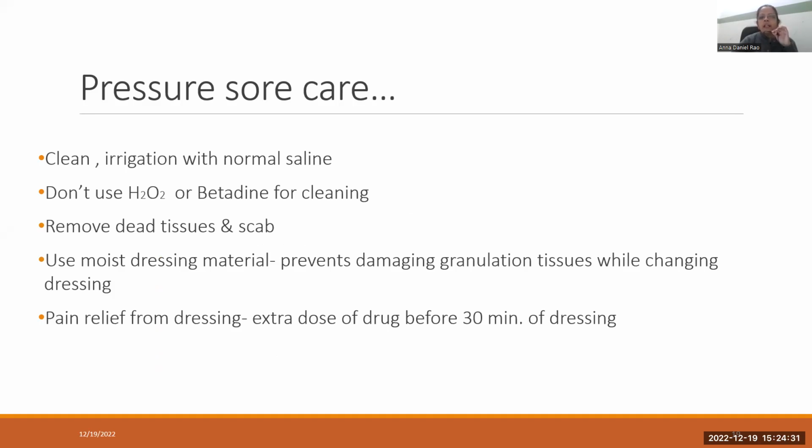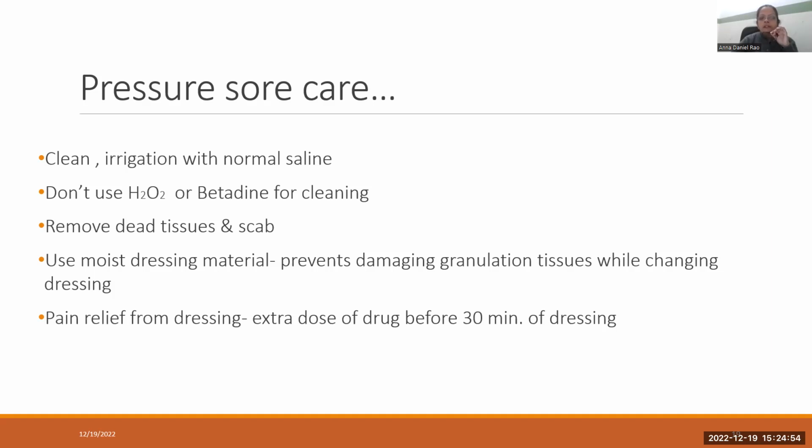Whenever we are cleaning, irrigation should be done by normal saline only. No use of betadine or hydrogen peroxide for cleaning purposes. They will do more harm, more irritation to the soft tissues. Okay, so that will harm more, give more trouble to the patients.